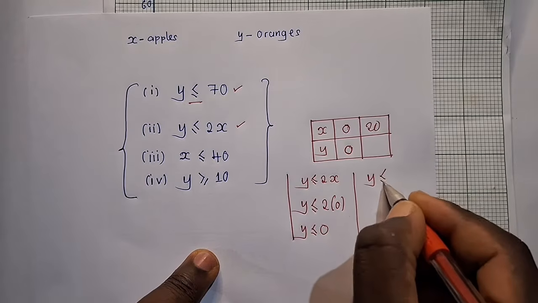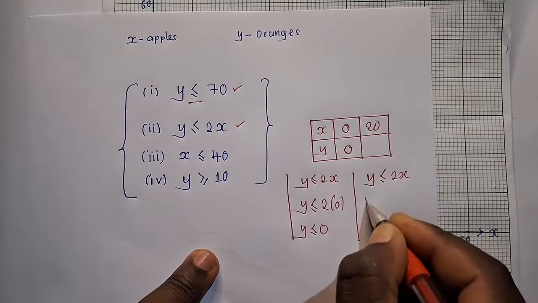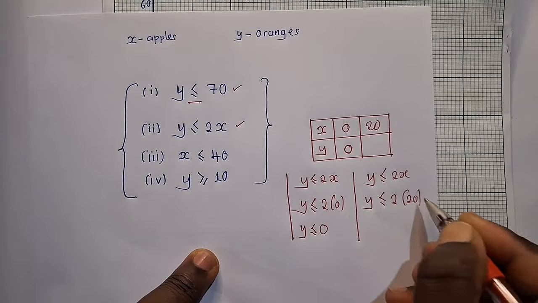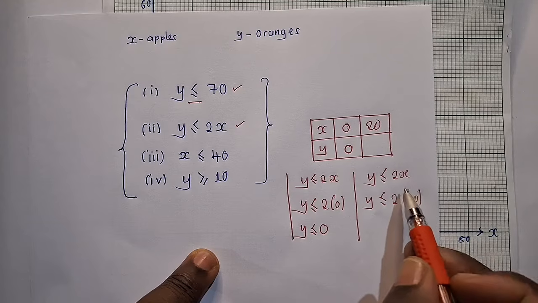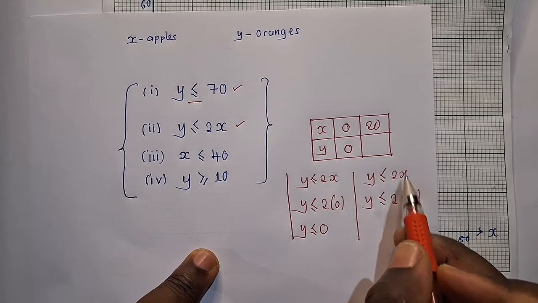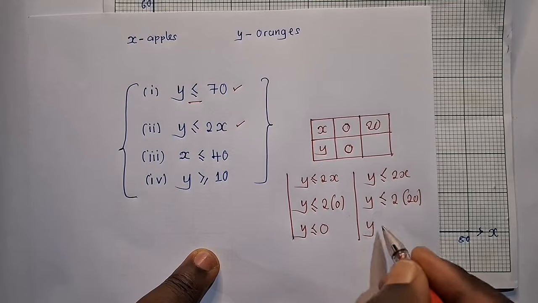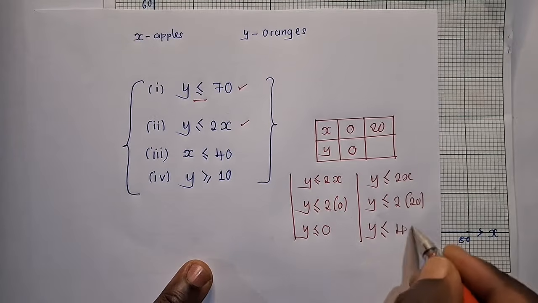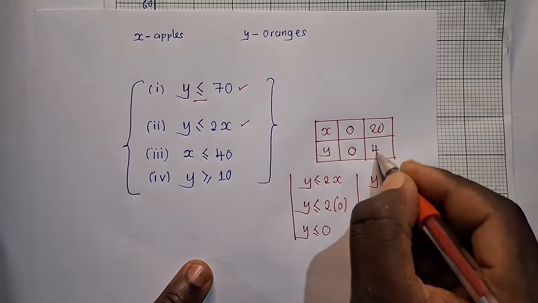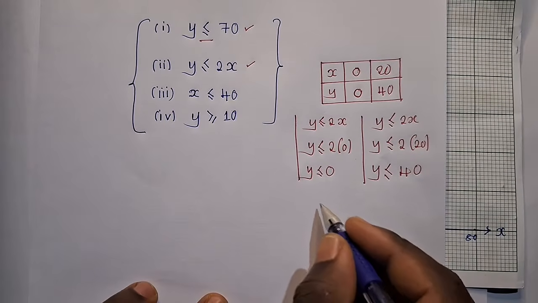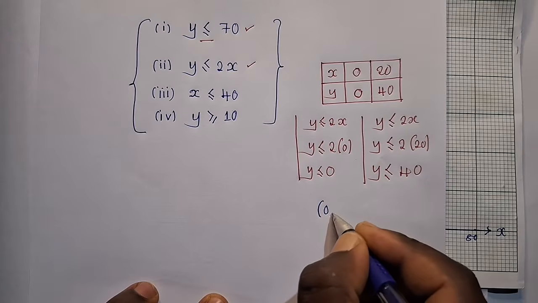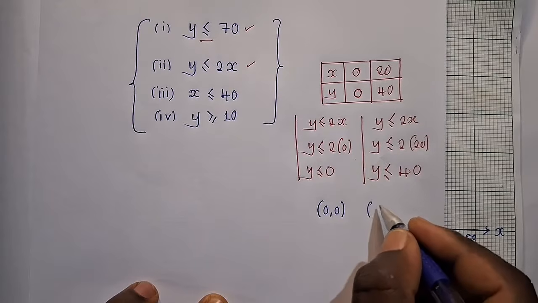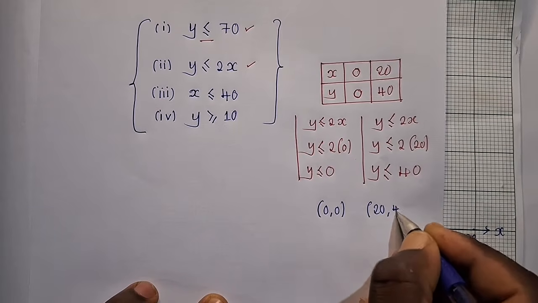You copy the same thing. So you say when x is equal to 20, what is y? Meaning where there is x here, you put a 20, it will be y is less or equal to 40. Meaning here it's a 40. So you pick now the coordinates. So this will be 0, 0. The next one will be 20, 40.